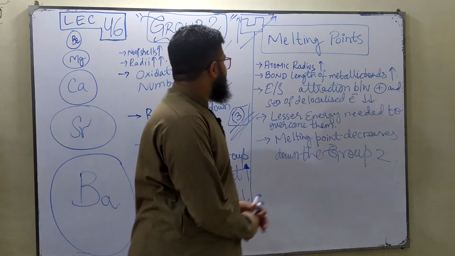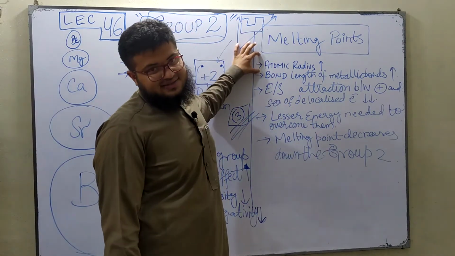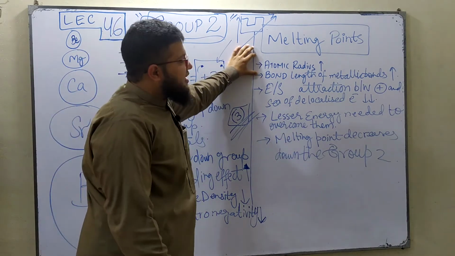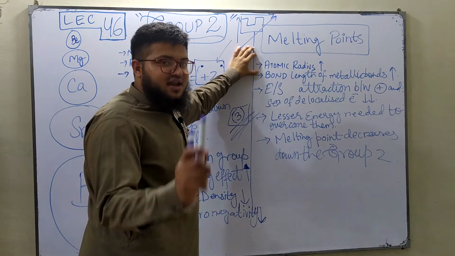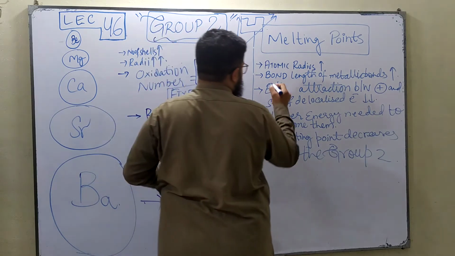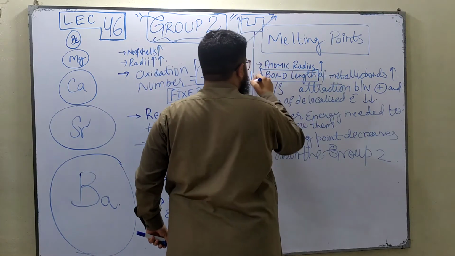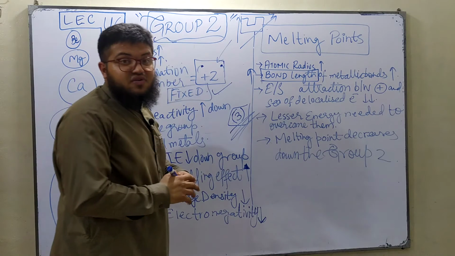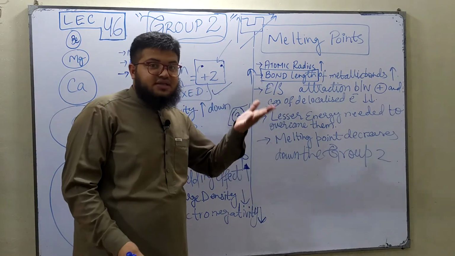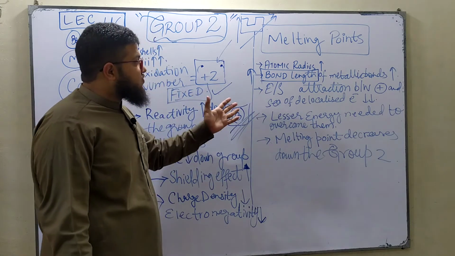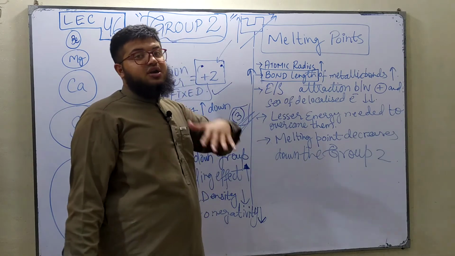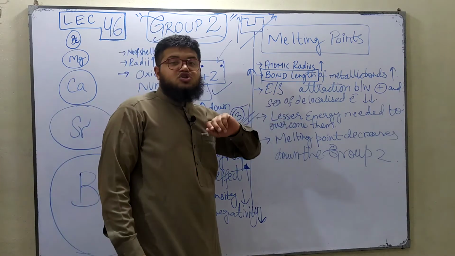Why is that happening? Again, atomic radius. Radius is a very, very important factor. Atomic radius rises as we go down the group. If the radius rises, what happens to the bond length? The length of the bond will obviously rise. Metallic bond length will rise. Since these are metals, the length of the metallic bonds will rise. If the length of the metallic bonds rises, then what happens to the electrostatic force of attraction between the bonded electrons and the positively charged ions?